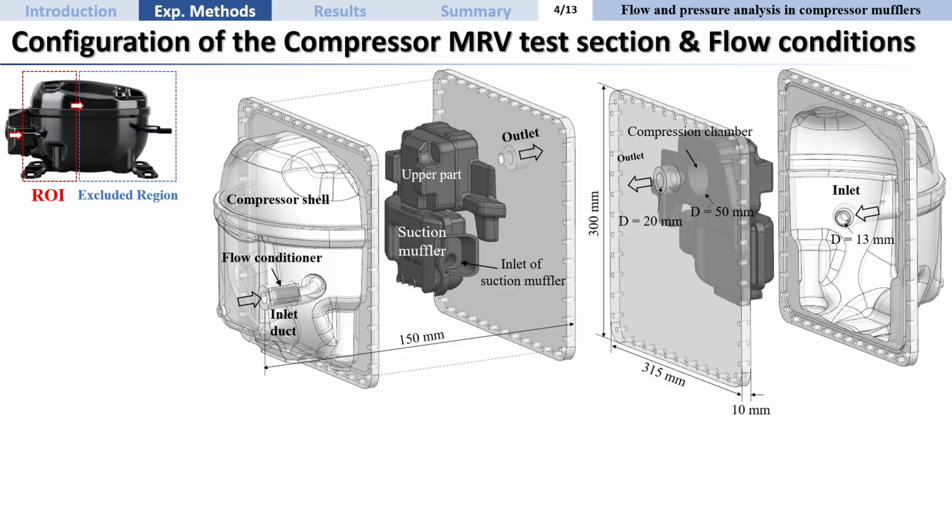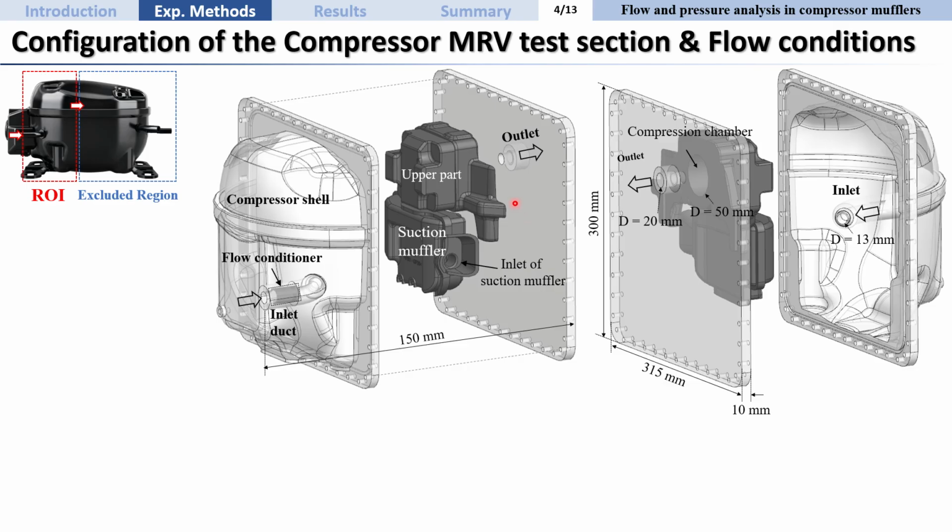The working fluid enters through the compressor shell's inlet duct, passes through the suction muffler, and finally exits through the outlet on the flat plate, simulating the actual flow path of the compressor.